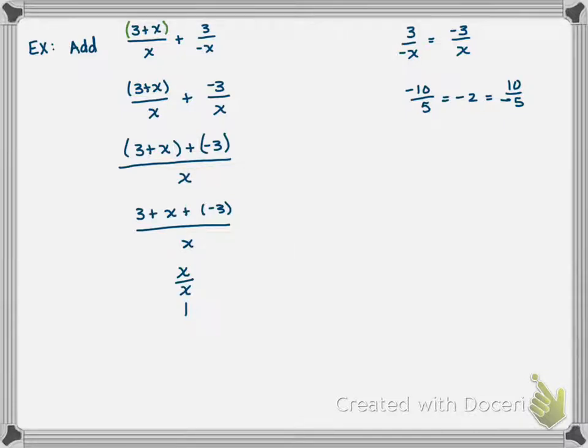So what if we don't have common denominators? That's where finding that LCM is going to come into play. So let's do 2x over x plus 2 plus 3 over 2x.